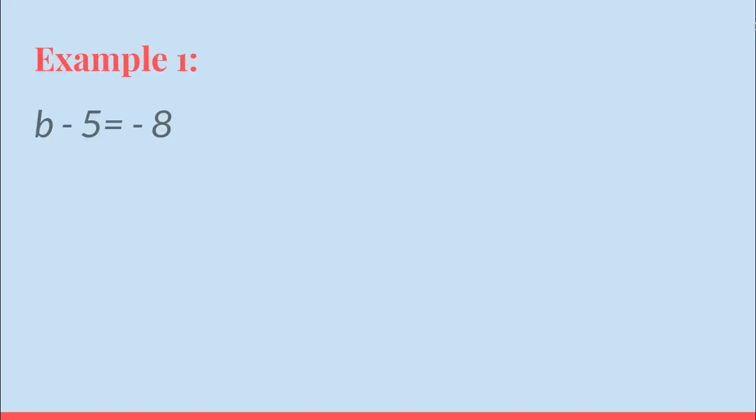So our first example is b minus 5 equals negative 8. So before I start, I want to divide my equation into a left-hand side and a right-hand side. So wherever our equal sign is, I'm going to draw a line underneath it. It's just going to help me remember what is starting on the left and what is on the right.